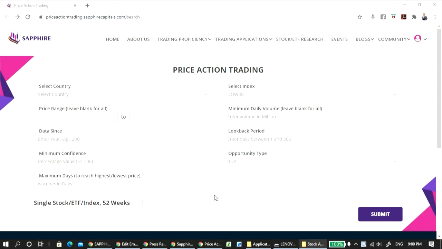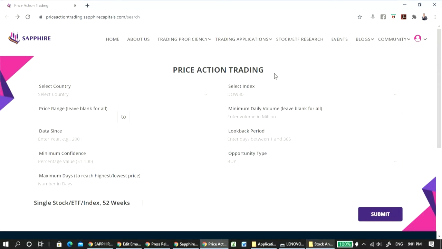So this application can be accessed in two different ways, via the main portal and also by typing priceactiontrading.sapphirecapitals.com in a browser. In either case, you need to be logged in, and you can know whether or not you are logged in by clicking here, where there is a dashboard and subscriber and logout. So this menu tells you that you are logged in to your Sapphire Capitals account and your subscription is up to date for accessing this application.